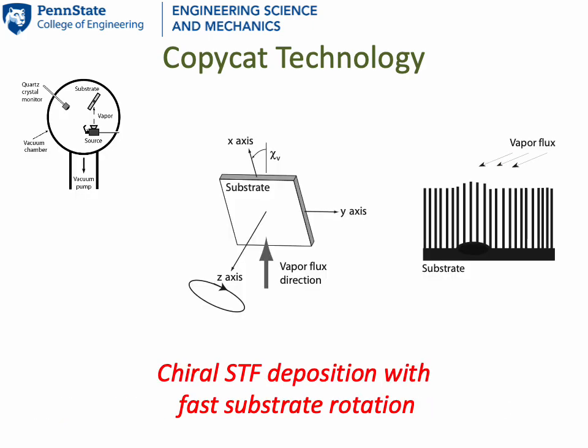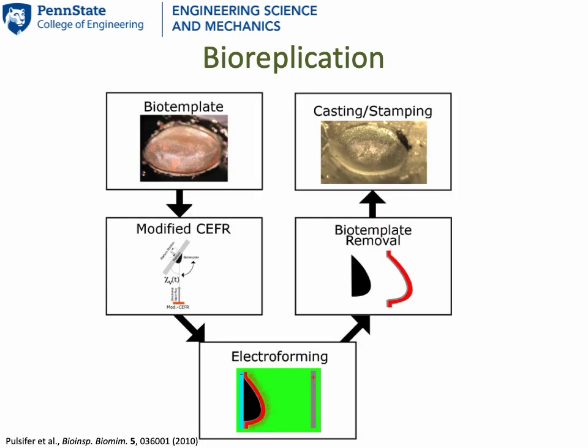In order to grow upright columns, we can still use the same technique as before, but the substrate is made to rotate very rapidly at about 1 revolution per second, and in that case, instead of nanohelixes, upright nanocolumns grow. This is a key step in a bioreplication technology.